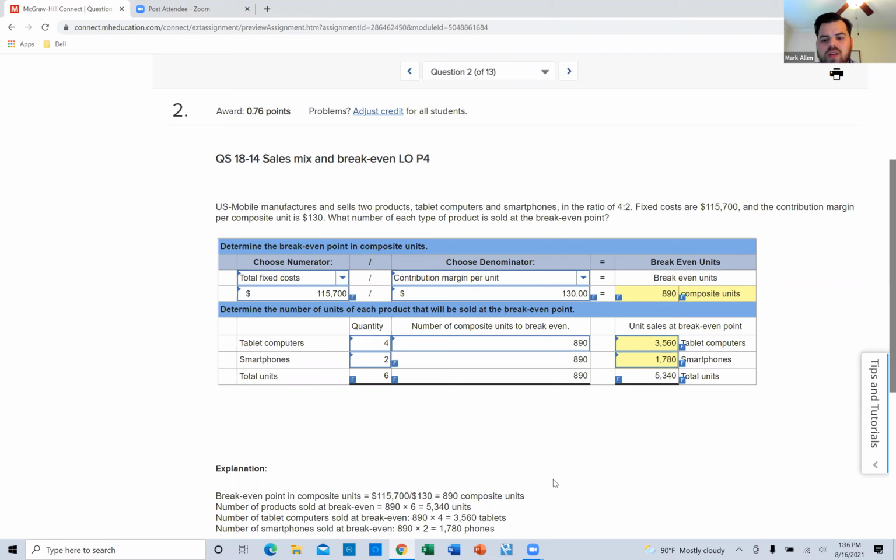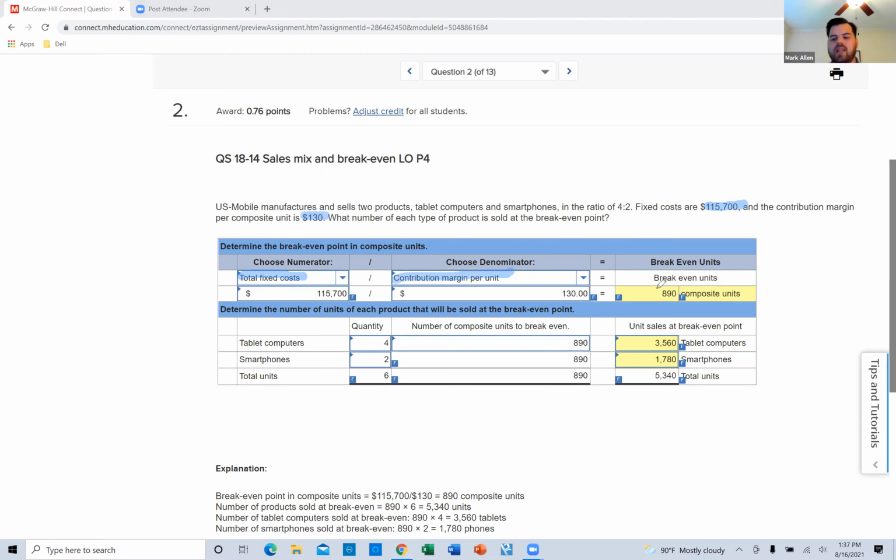So the first thing that I've got to do is figure out break-even in units, but it's going to be a little bit different than what we might have seen in class, because this is not break-even in regular units. This is break-even in composite units. So what that's going to mean is that whenever I'm doing this, my initial number, I'm not going to be done. I'm going to have one extra step. So the way this is going to work, we're going to start off by taking my total fixed cost, which they gave us is $115,700 right here. We'll divide that by my contribution margin per composite unit, which is the 130. So we go ahead and do that.